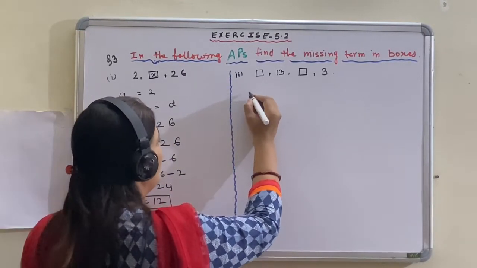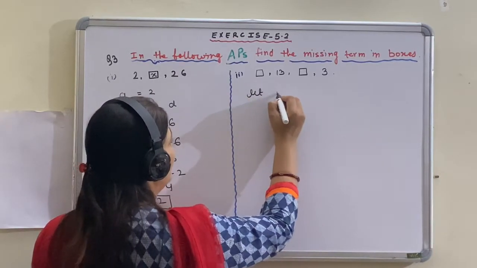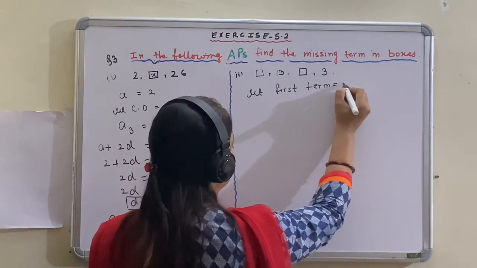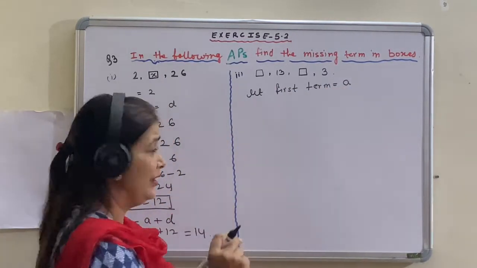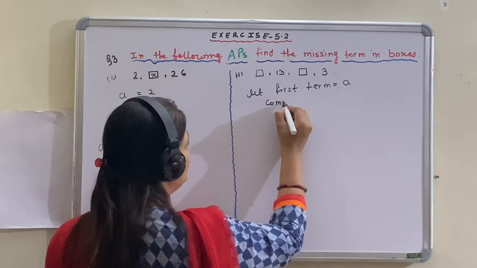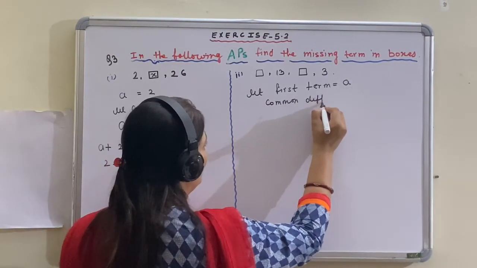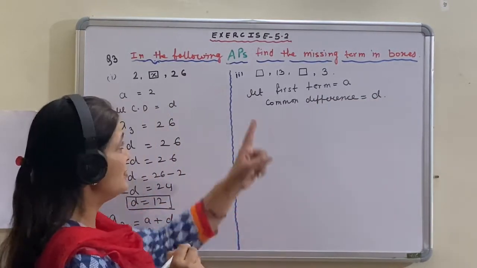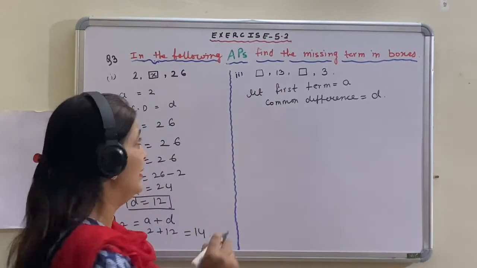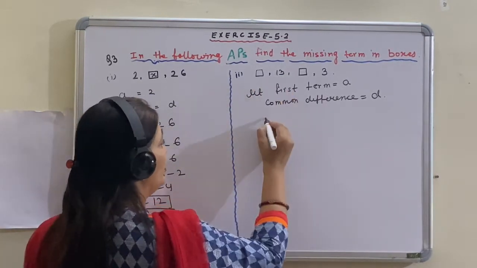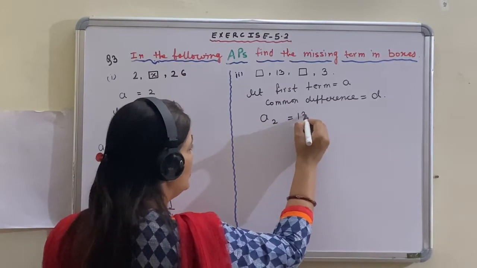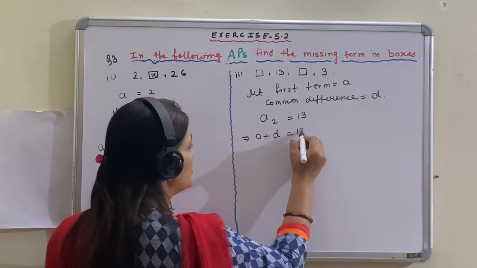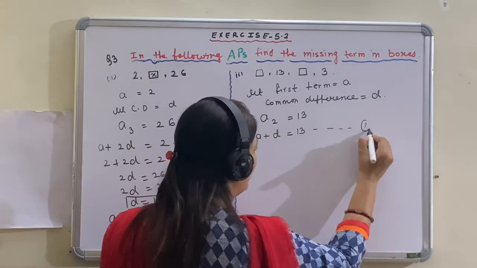Now come to the second part. In second part, let first term be a and common difference be d. आपने मान लिया फर्स्ट टर्म क्या है a और कॉमन डिफरेंस आपने d मान लिया. It is the second term a2. a2 is equal to 13. So we can write a2 as a plus d. So a plus d is equal to 13. It is the equation number 1.